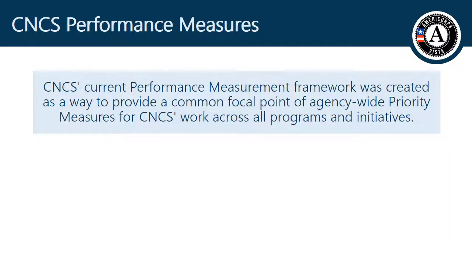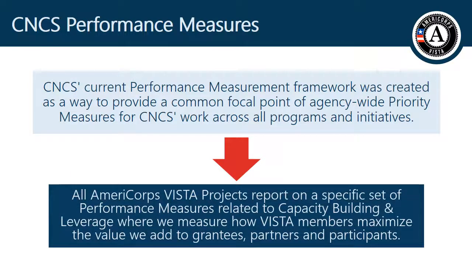So where did these performance measures that your VISTA project is required to report on come from? CNCS's current performance measurement framework was created as a way to provide a common focal point of agency-wide priority measures for CNCS's work across all programs and initiatives. Within this framework, all AmeriCorps VISTA projects report on a specific set of performance measures related to capacity building and leverage, where we measure how VISTA members maximize the value we add to grantees, partners, and participants.